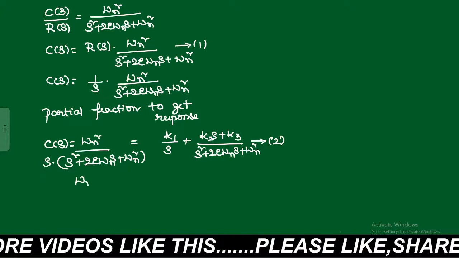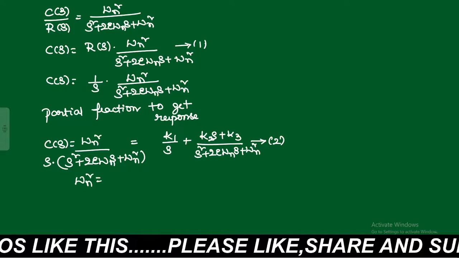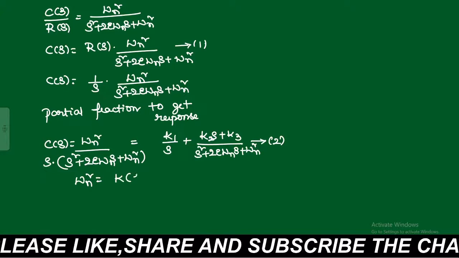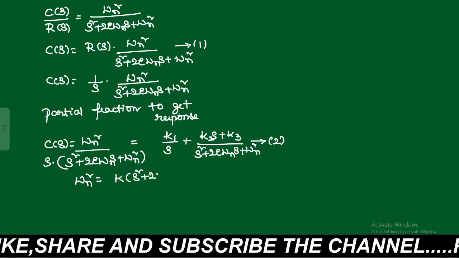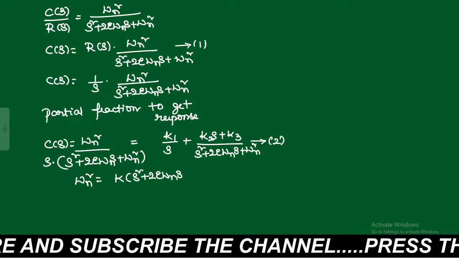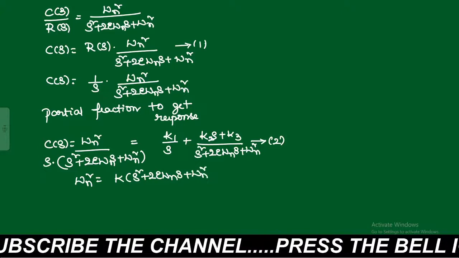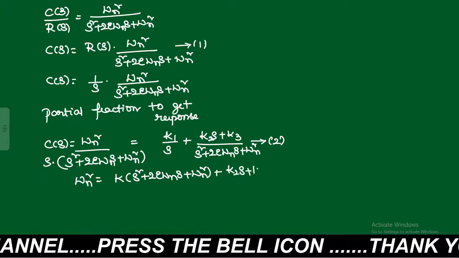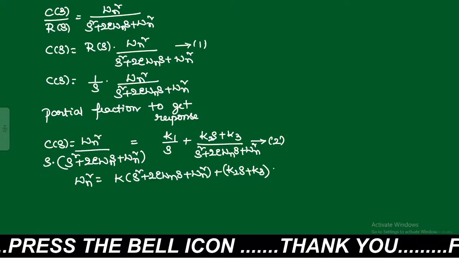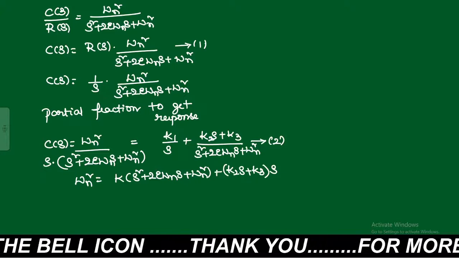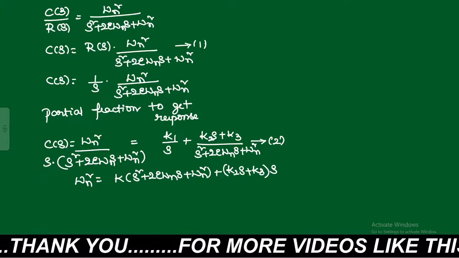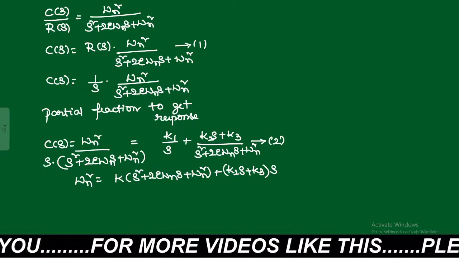Now you make the numerators equal because the denominators, the LCM, will be the same. So we can write it as k1 into S square plus 2 zeta omega n s plus omega n square, plus k2 s plus k3 into s. Because the denominator LCM is the same, both will get cancelled. Now we have to equate the coefficients.